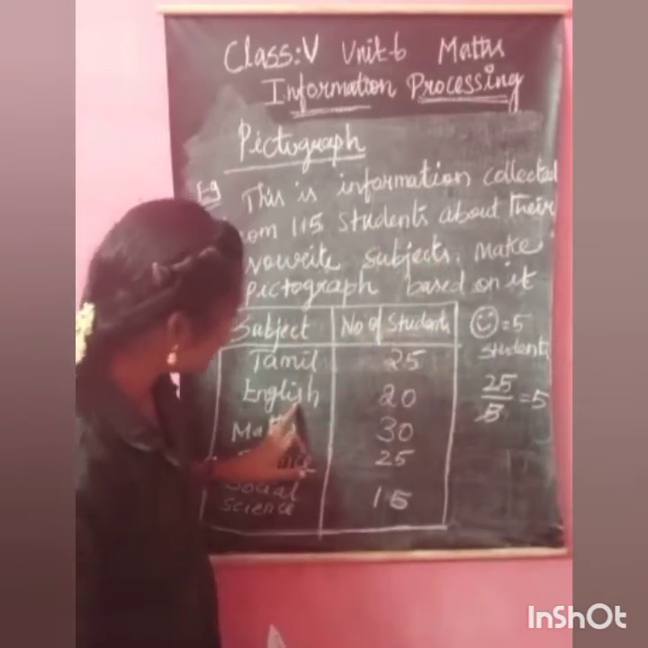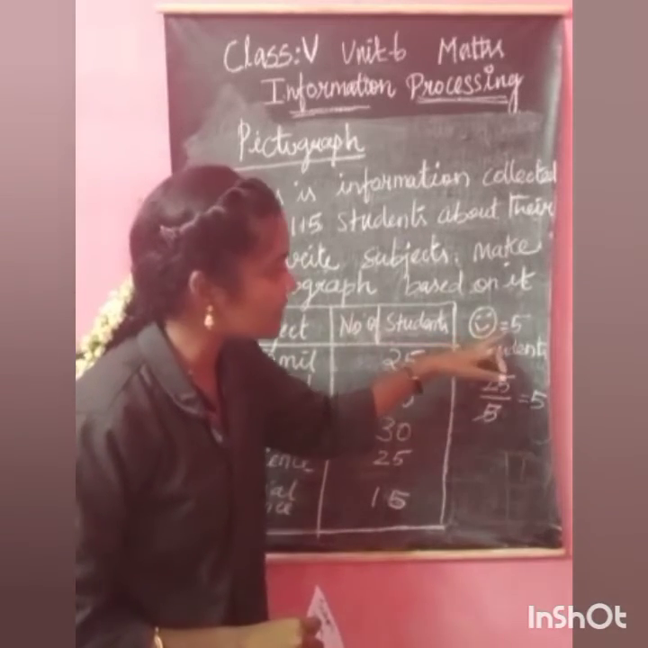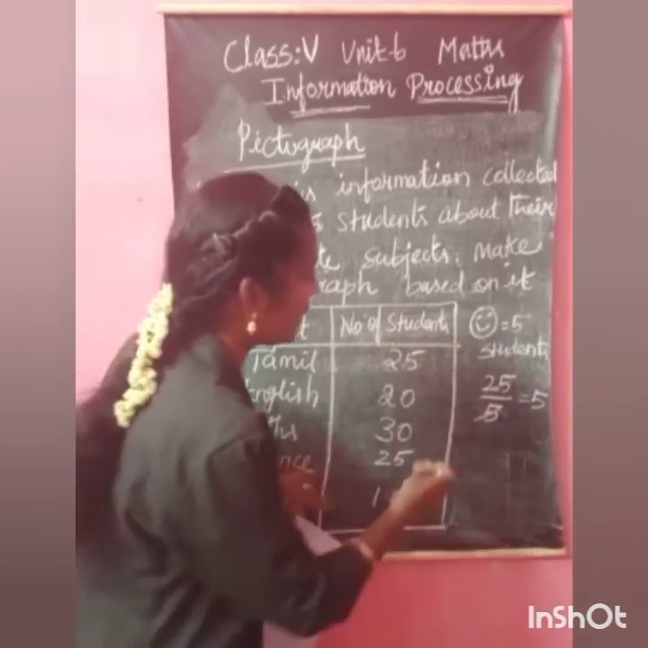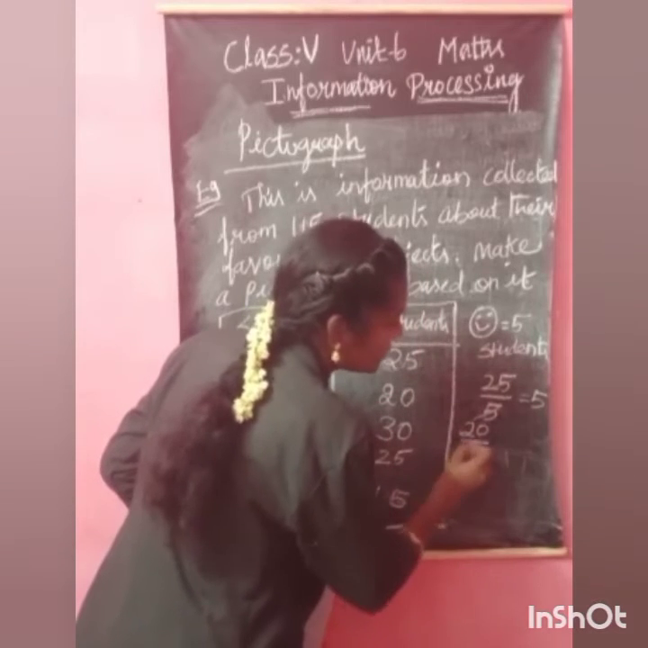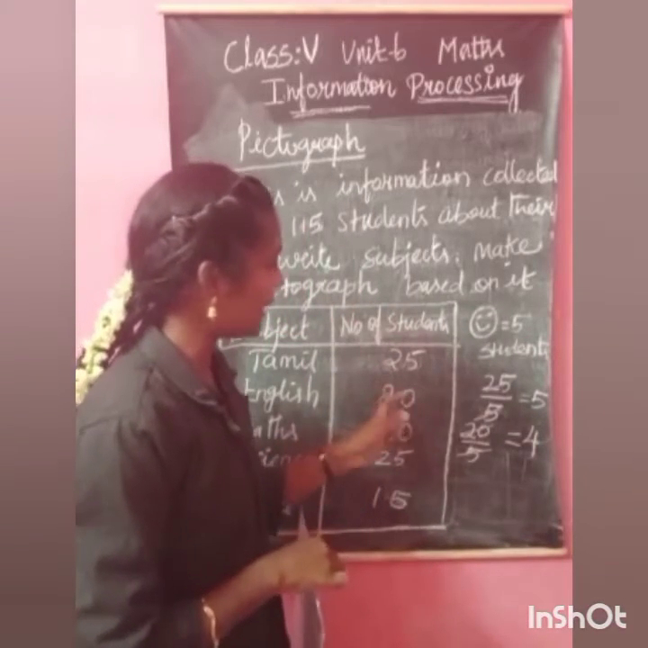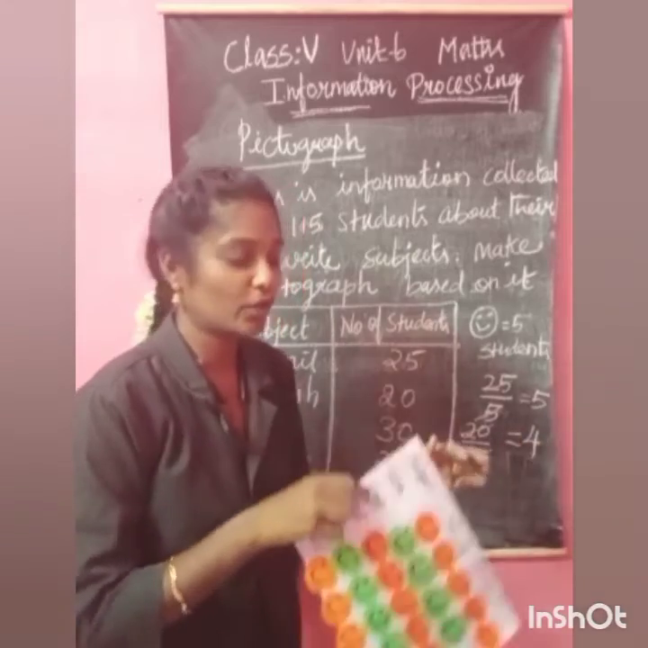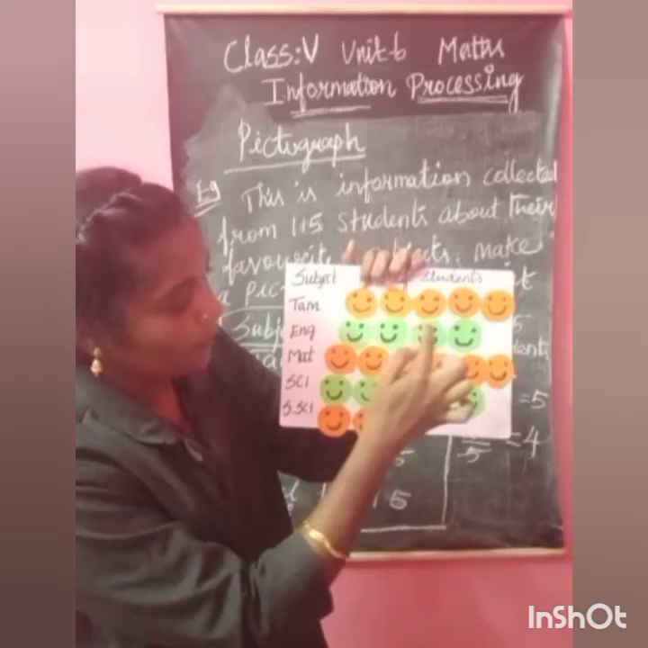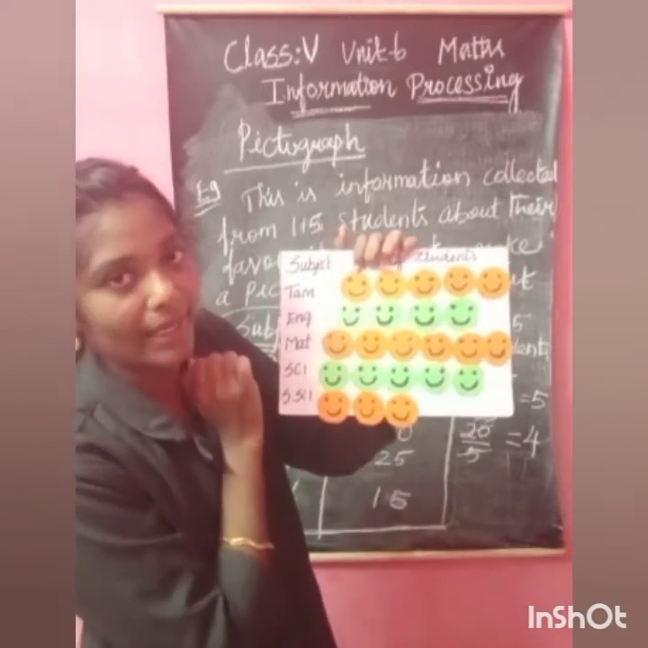So 5 smileys to draw. Next, see, children, English. English is 20. So one smiley is represented by 5 students. So we divide 20 by 5. So how many times? 4 times. So for English, how many pictures do we draw? This is 4 smileys. Say, children, English 1, 2, 3, 4. So draw 4 smileys.